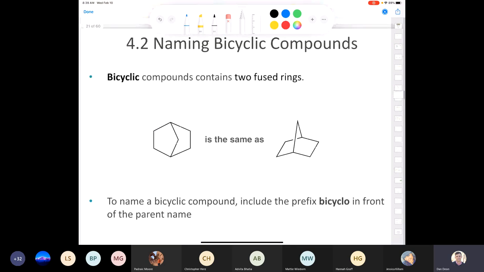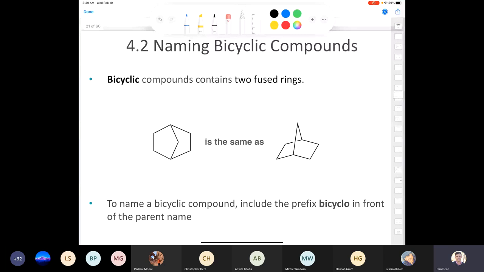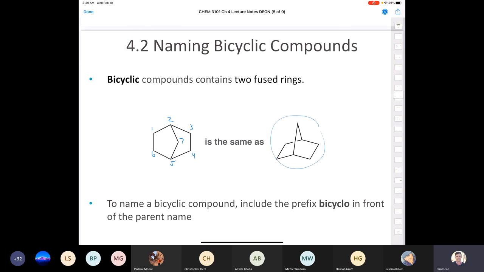Anyhow, let's see here. Naming a bicyclic compound. Wow, what the heck is this? What is this thing here? We looked at bicyclic compounds quickly in chapter 2. I showed you a couple of structures, and I said, in this molecule here, you have 7 carbons, right? You have 1, 2, 3, 4, 5, 6, and then you have a 7th here in the bridge. That's one way of drawing it, or you could draw it like this.